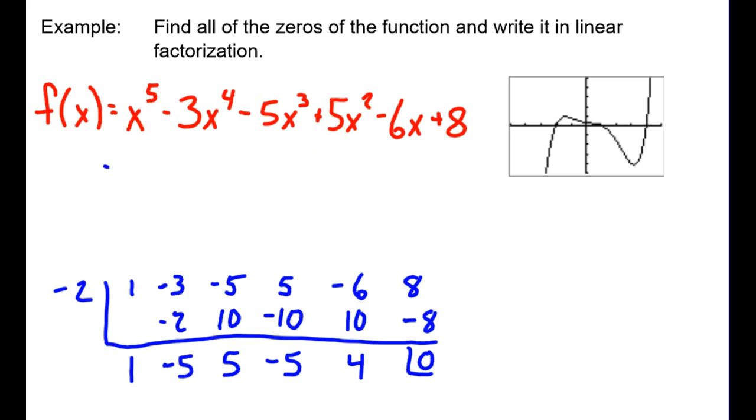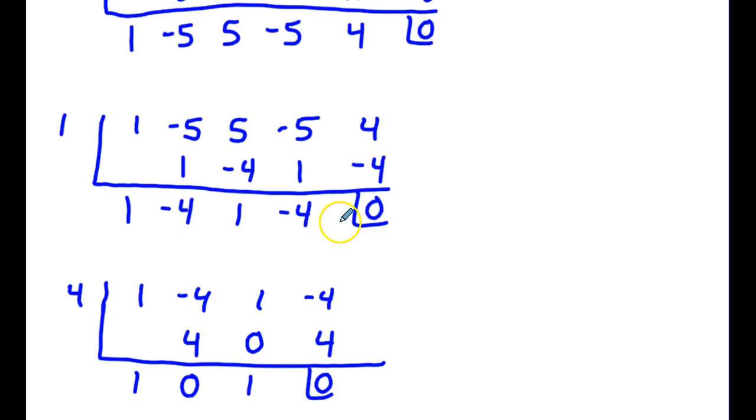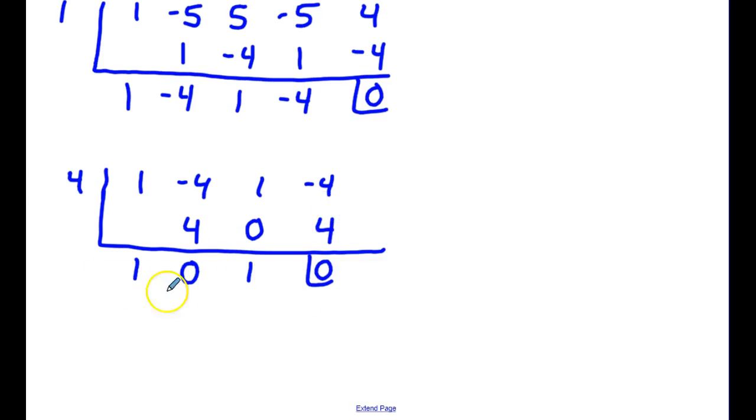So if we're going to write this in factored form, if -2 is a 0, that means x plus 2 is a factor. Then if 1 was a 0, that means x minus 1 is a factor. And if 4 was a 0, that means x minus 4 was a factor. So now we need to determine what remains. How do these coefficients apply to what remains in the polynomial we have left?